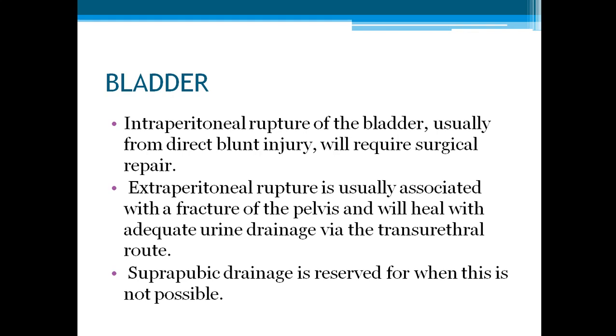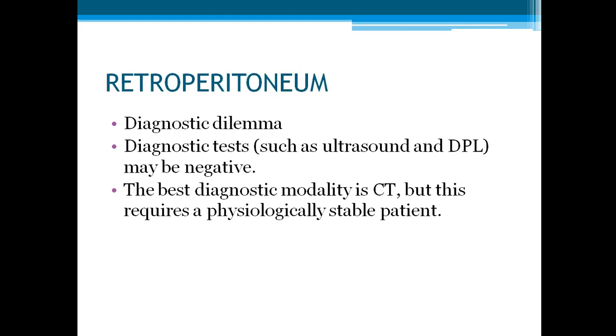Bladder, intraperitoneal rupture of the bladder usually is from a direct or a blunt injury, and this requires a surgical repair. Extraperitoneal rupture is usually associated with fracture of the pelvis, we already mentioned, and this requires a transurethral drainage of urine. Now coming to the retroperitoneum. Retroperitoneum is always producing a diagnostic dilemma because some of the tests that you routinely do, like the ultrasound and the diagnostic peritoneal lavage, all these can be negative. So the investigation of choice is always a CT scan, but this requires a physiologically stable patient.